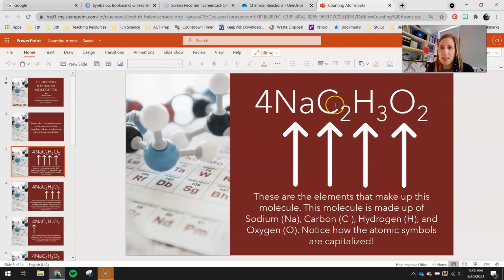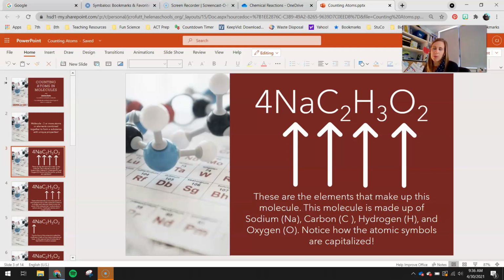We've got 4NaC2H3O2. Okay, notice the capitalization. We've got Na here. The N is capitalized, but the a is lowercase. That means that's one element right there. We've got one element right here, one right here, and one right here. Okay, so these are the elements that make up this molecule. This molecule is made up of sodium, Na, carbon, capital C, hydrogen, capital H, and oxygen, capital O.